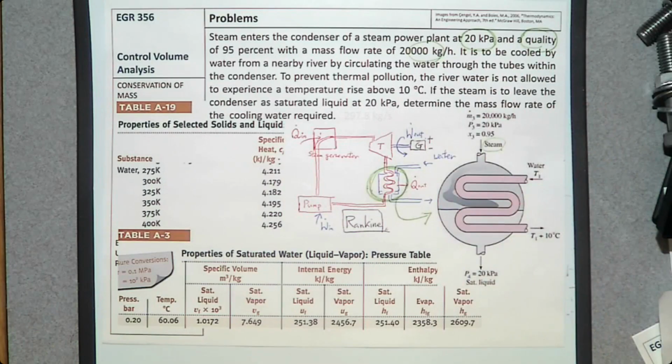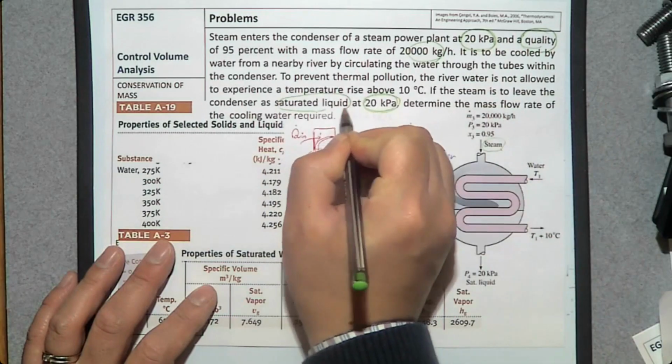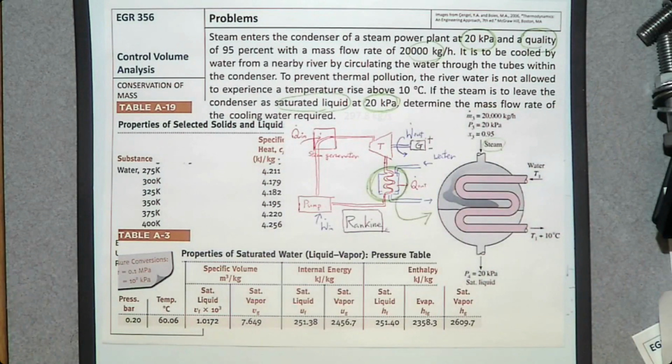And if the steam is to leave the condenser as saturated liquid at 20 kilopascal, we have information at the exit of the steam. So analyzing the inlet and the exit of the steam is not a problem, because we can do that. It's a typical table problem, right? Because we know the temperature and pressure and quality and the phase change processes between the inlet and the exit.